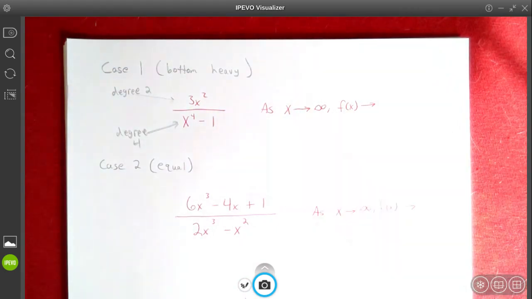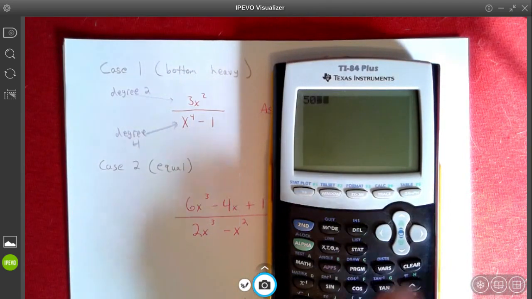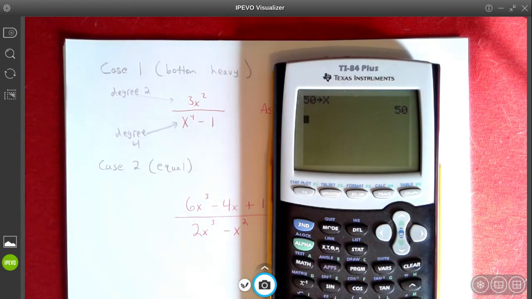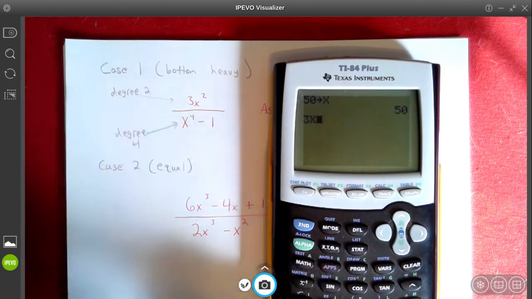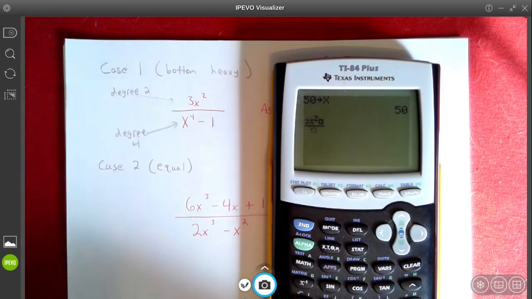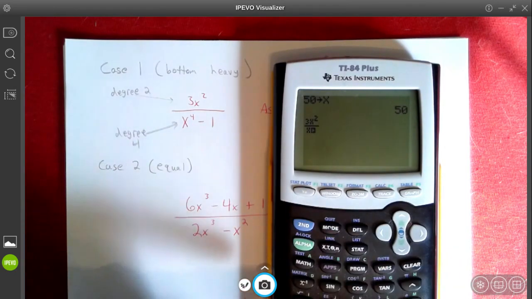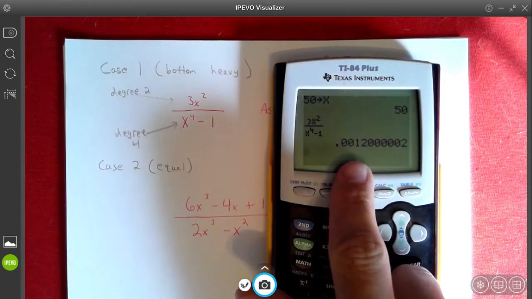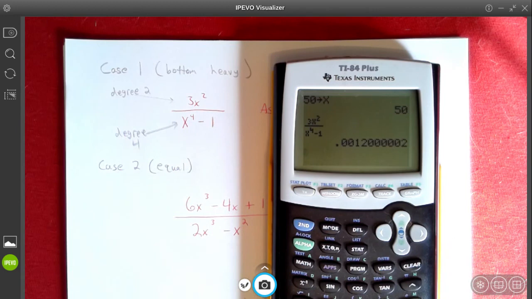Okay, so if you want to, take a calculator and do something like 50 stored to x and just type this thing in, see what happens to it. You know that's what it means for x to go to infinity. So if I do 3x squared divided by x to the fourth minus 1, you see we're getting a very, very small number this time. It's not blowing up. It's not going to positive infinity or negative infinity.